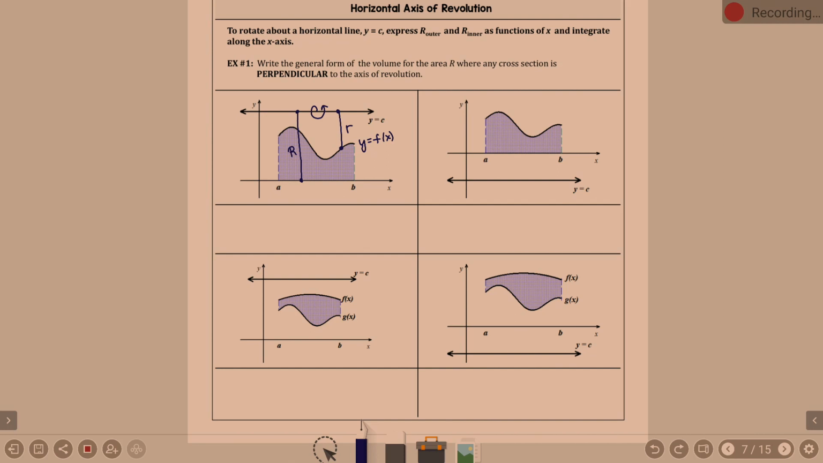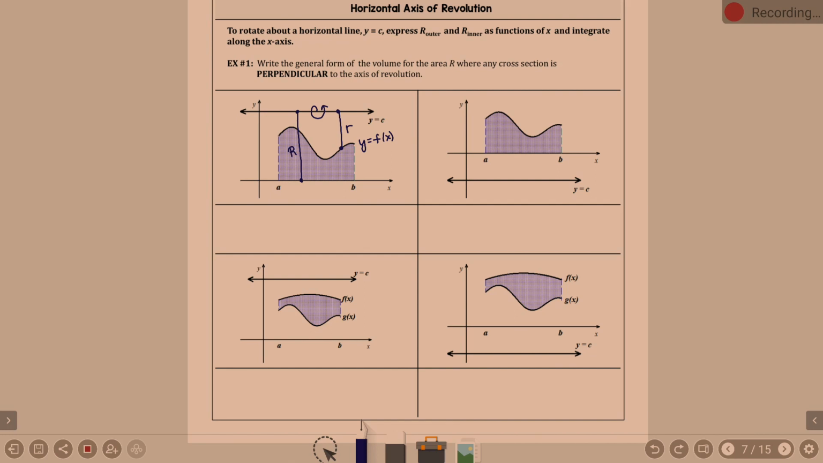Now, with that in mind, we want to find what big R and little r are. As we look at this, what kind of distance does big R have? Big R has a distance of what? Y.